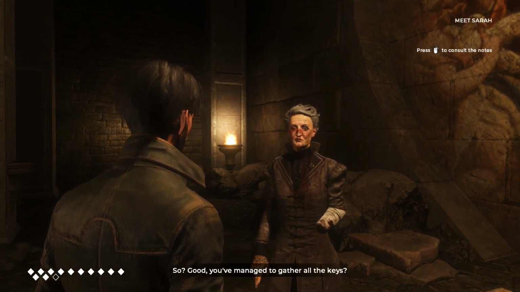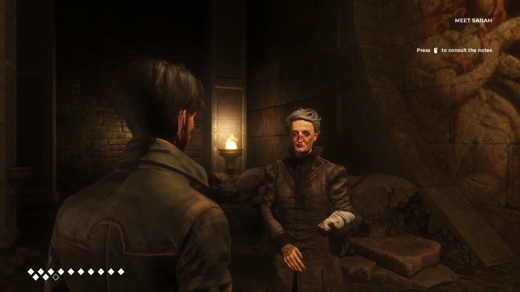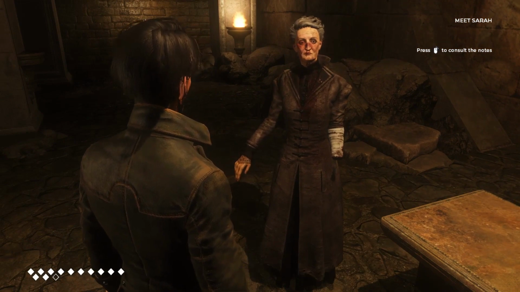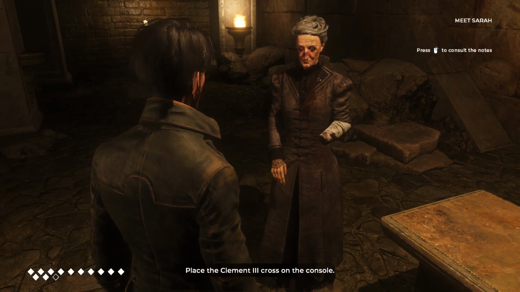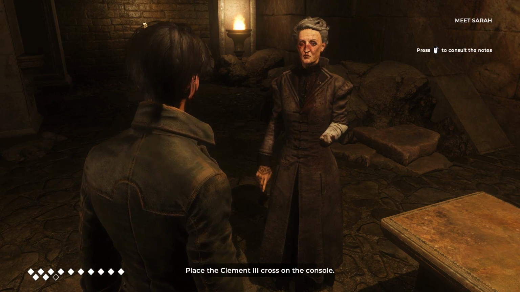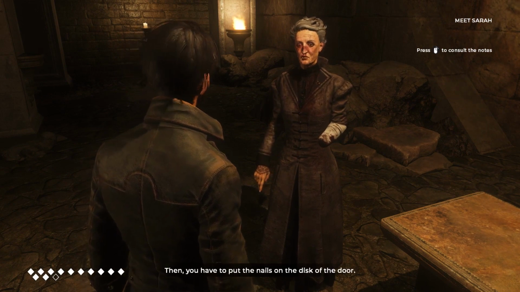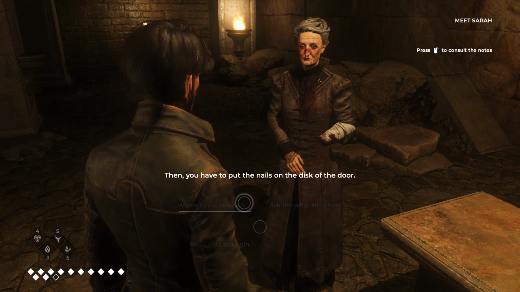So, good. You've managed to gather all the keys. Yes, that's right. I have everything. What should I start with? Place the Clement III cross on the console. Then you have to put the nails on the disc of the door.